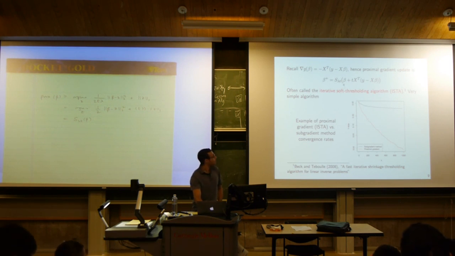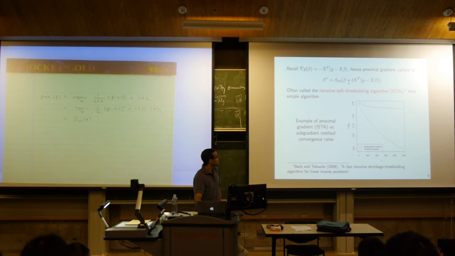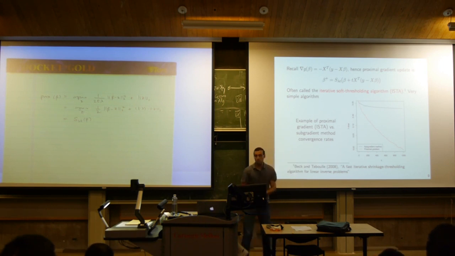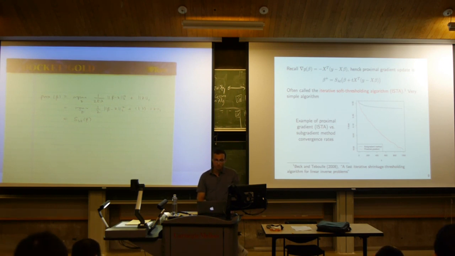We first take a gradient update according to g. And remember, the gradient I can write as minus x transpose times y minus x beta. So if I do beta minus t times the gradient, that's beta plus t times the inner products of x with the residual, plus t times x transpose (y minus x beta), and I apply the prox to that. So I just take this quantity and either set it equal to 0 if it's too small in absolute value in any component, or I move it towards 0 by the amount lambda times t. That's all that proximal gradient is doing in this case.